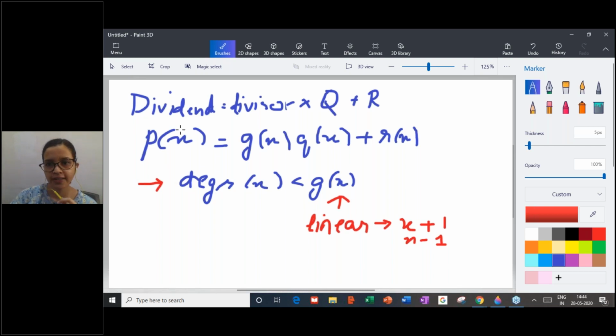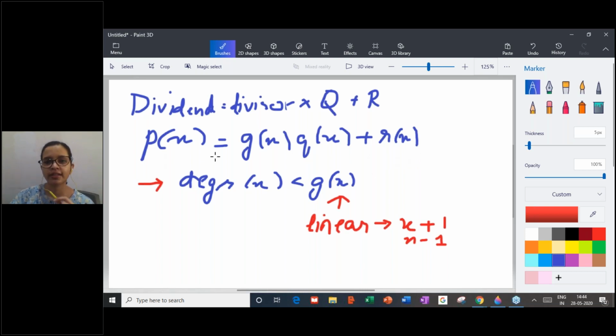You got it till here, that dividend is equal to divisor into quotient plus remainder. Okay. So this is an equation. This is a standard way of representing it. Then the dividend is generally written as P of X. The divisor is generally G of X. Most of the cases, it is P of X and G of X. Quotient is written as q of x and remainder is written as r of x.